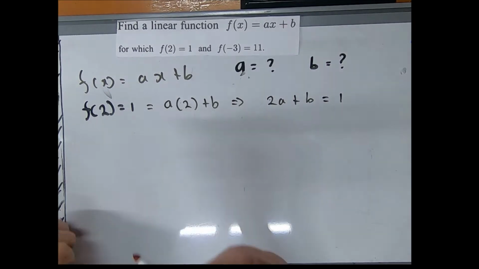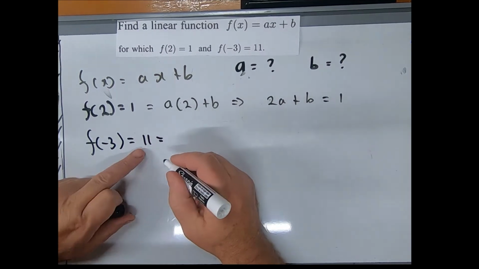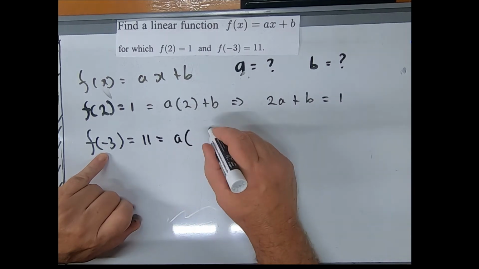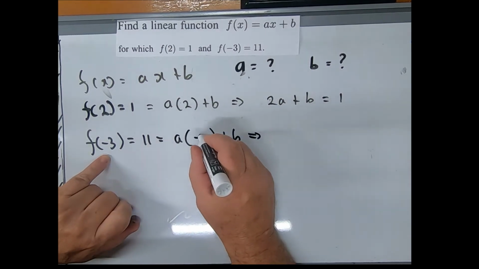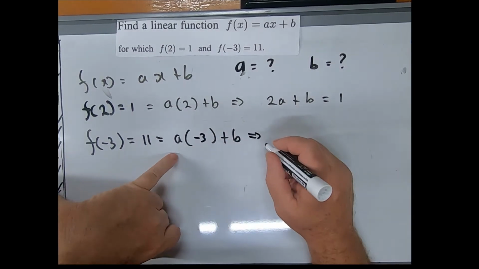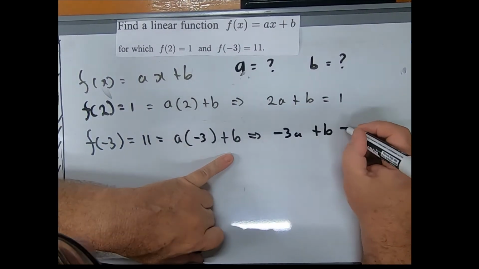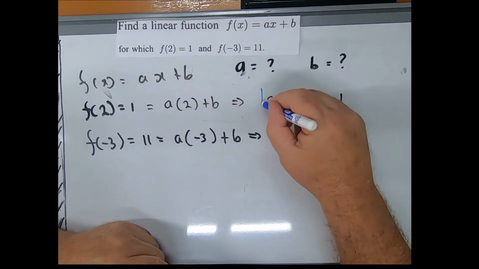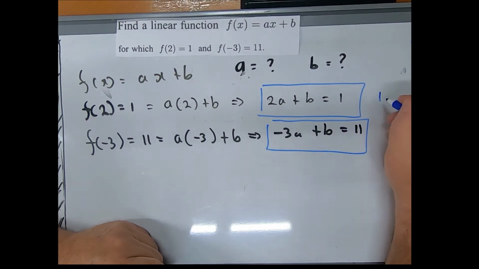We'll try another equation. f of minus 3 equals 11. So here's my 11. That's the function. Now we're going to do a bracket plus b. Where I see an x, I'm going to put a minus 3. So let's have a look. Let's rearrange this. So I've got minus 3a plus b equals 11. Now I'm hoping that people can see these two equations, 1 and 2.